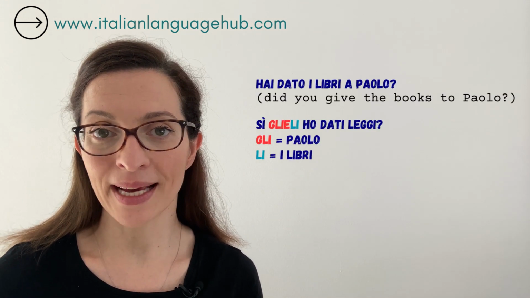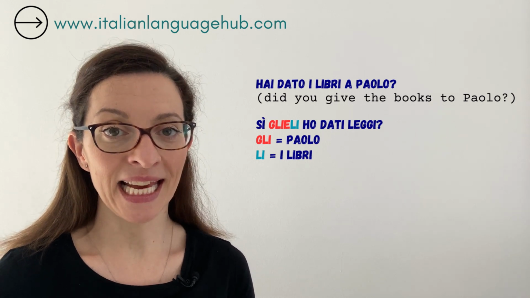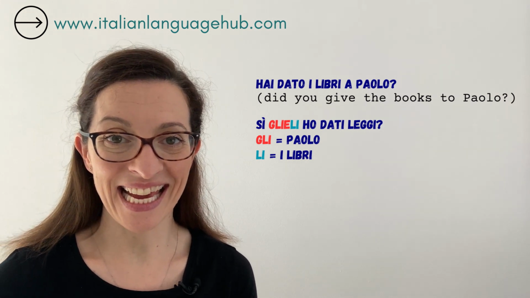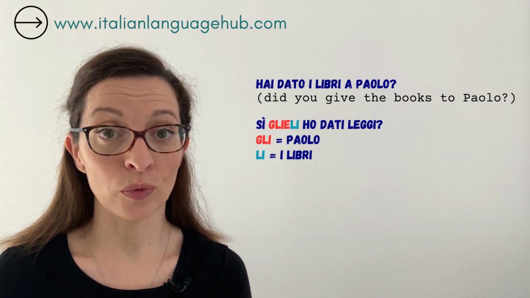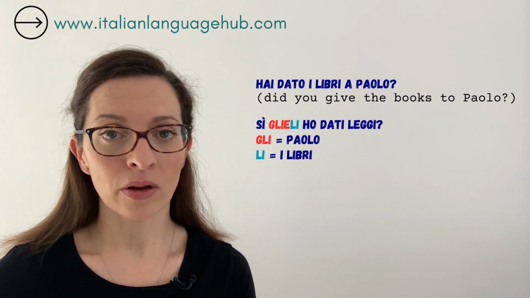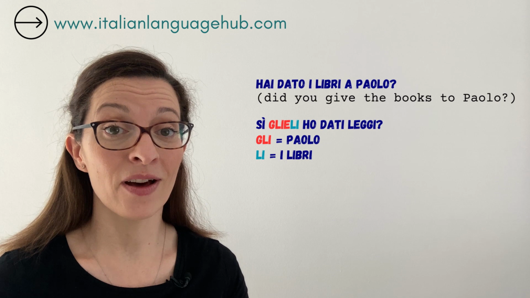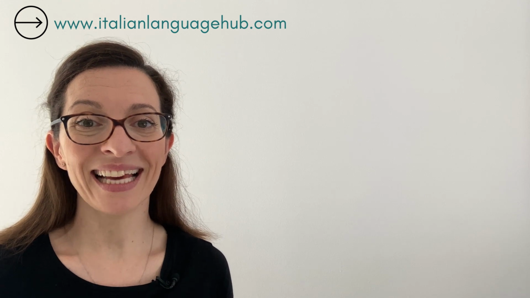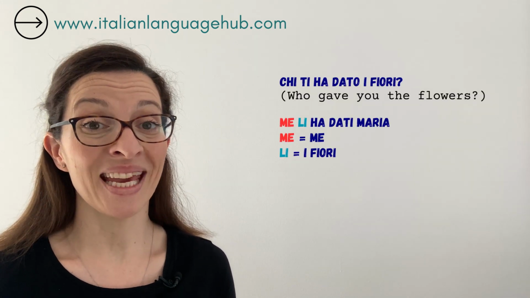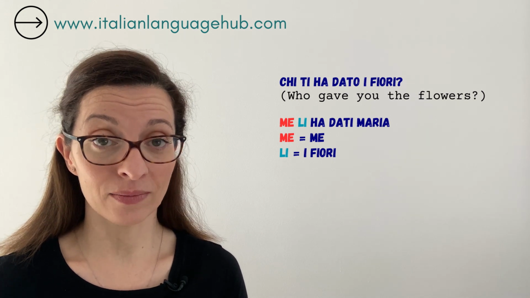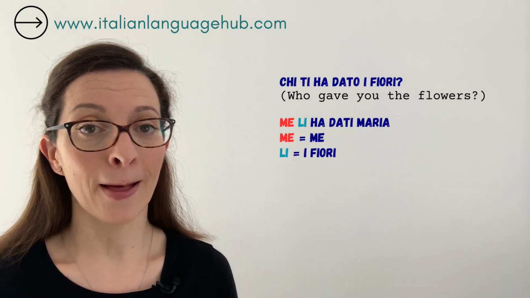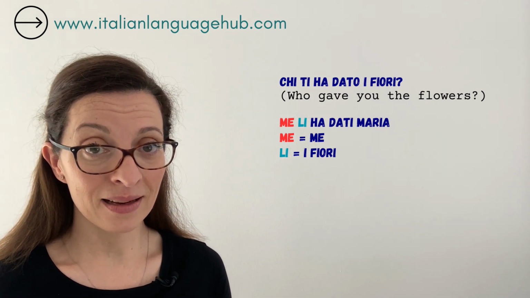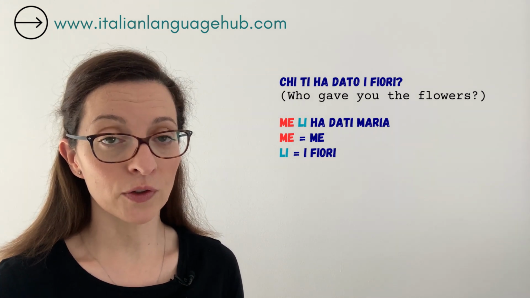Let's look at another example. Hai dato i libri a Paolo? Sì, glieli ho dati. Your combined pronoun is glieli. Gli refers to Paolo. Li refers to the books. I gave Paolo the books. I gave them to him. Chi ti ha dato i fiori? Me li ha dati Maria. Who gave you the flowers? Maria gave them to me. So, me is to me. Li refers to the flowers.